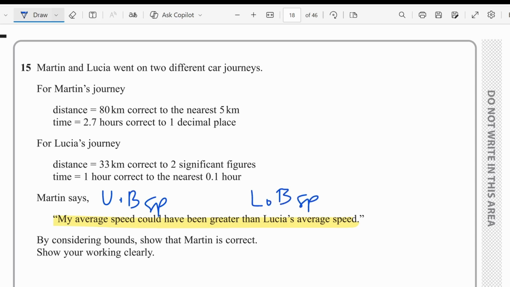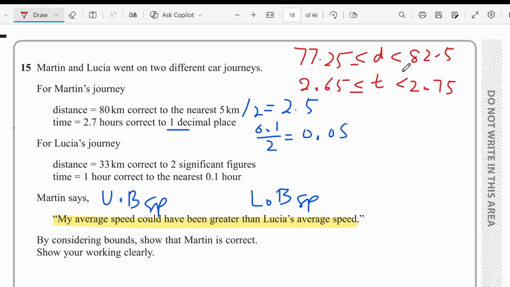For this, first of all, we divide the nearest value by 2, that would be 2.5, and for 1 decimal place, 0.1 divided by 2 would be 0.05. We find the upper bound and lower bound distance by adding and subtracting 2.5 from 80, and the upper bound and lower bound time by adding and subtracting 0.05.